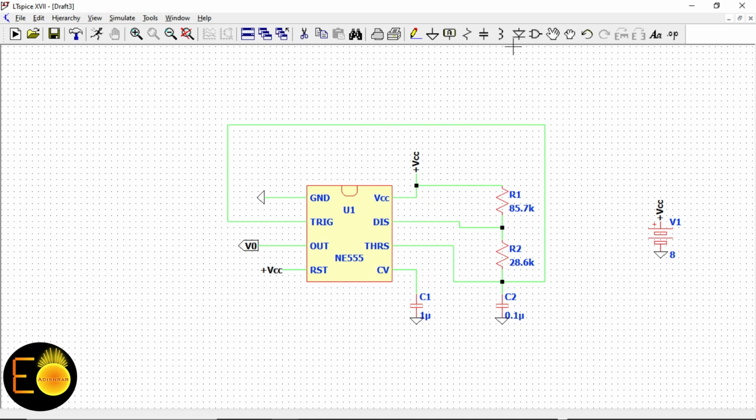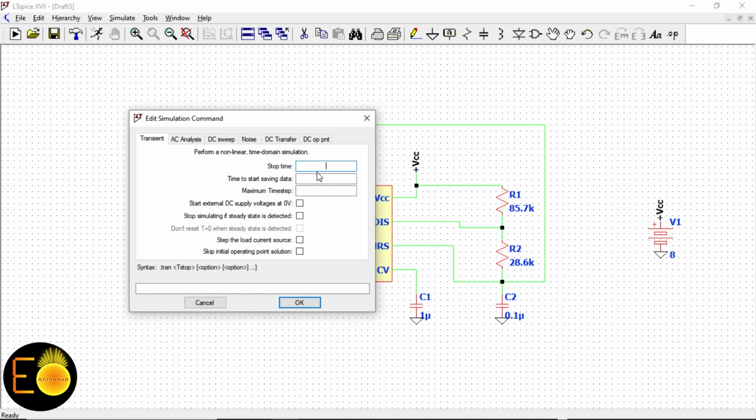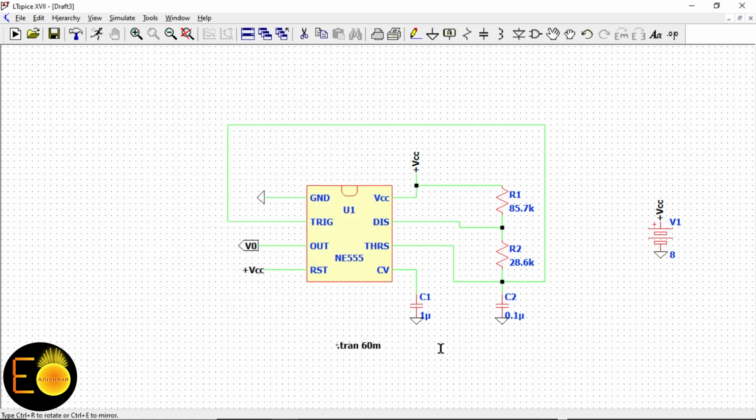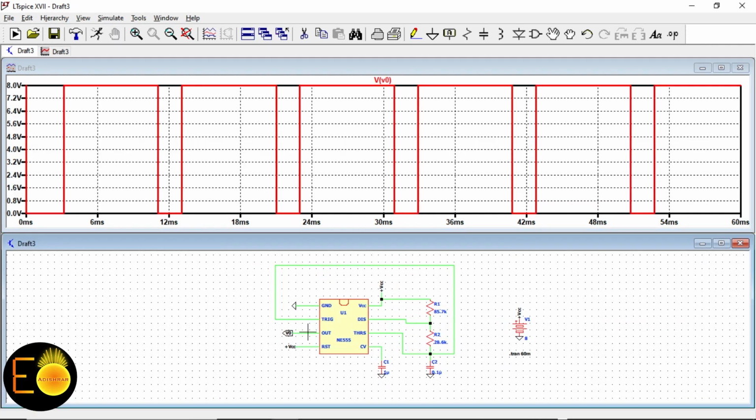Well, I hope everything is set. So now I can run my simulation. Before that, I need to place a simulation command, and 10 millisecond is going to be our period. I'm going to observe 5 periods, and 60 millisecond will be enough for that. Well, so now this is the output. Look at here, the longer on time and shorter off time.